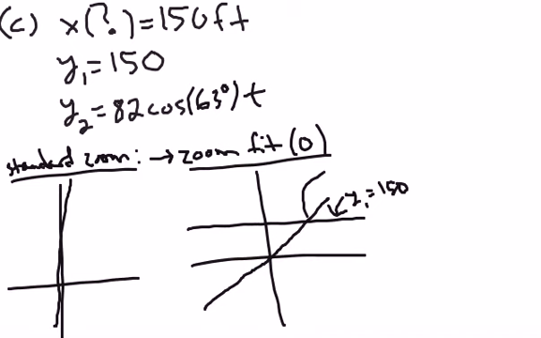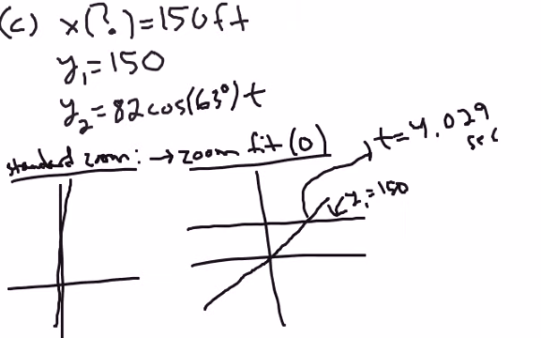And so I'm interested in this guy right here. What is this t value where they intersect? And if you use your intersection tool, you'll see that t is 4.029 seconds. So now I know exactly how long it takes for the football to get to the guy that's 6 feet tall, say 150 feet away. And now I can start to do some interesting things here and answer the question.